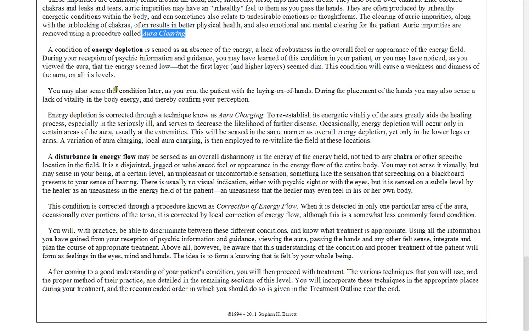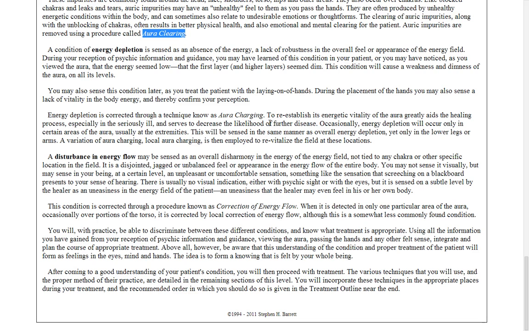This condition will cause a weakness and dimness of the aura on all its levels. You may also sense this condition later as you treat the patient with the laying on of hands technique. During the placement of the hands, you may also sense a lack of vitality, integrity, and vigor, as well as consistency and charisma in the body energy, and thereby confirm your perception. Energy depletion is corrected through a technique known as aura charging. Now you're charging up the energy again.